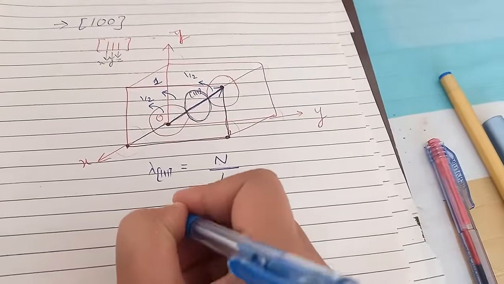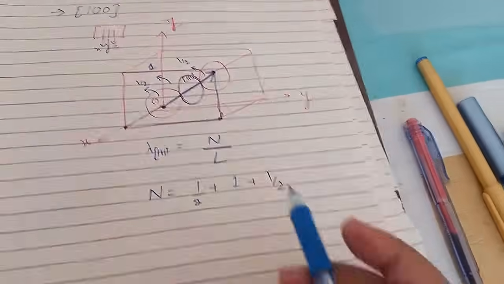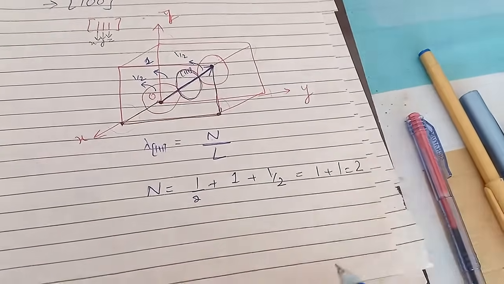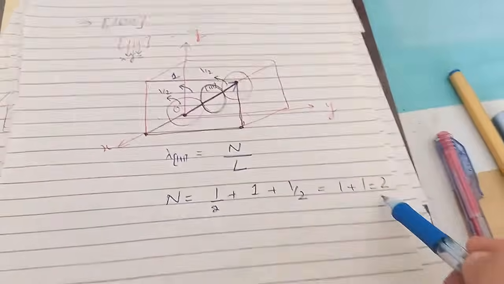So the total number of atoms lying on this line is the sum of all these values, and we will get 1 plus 1, which is 2. Net number of atoms that lie on this line is 2 within one unit cell.